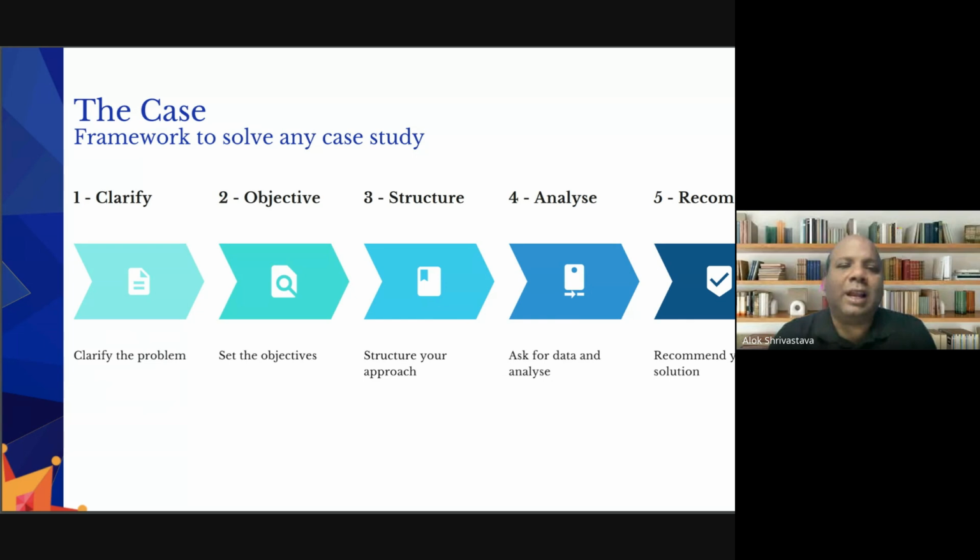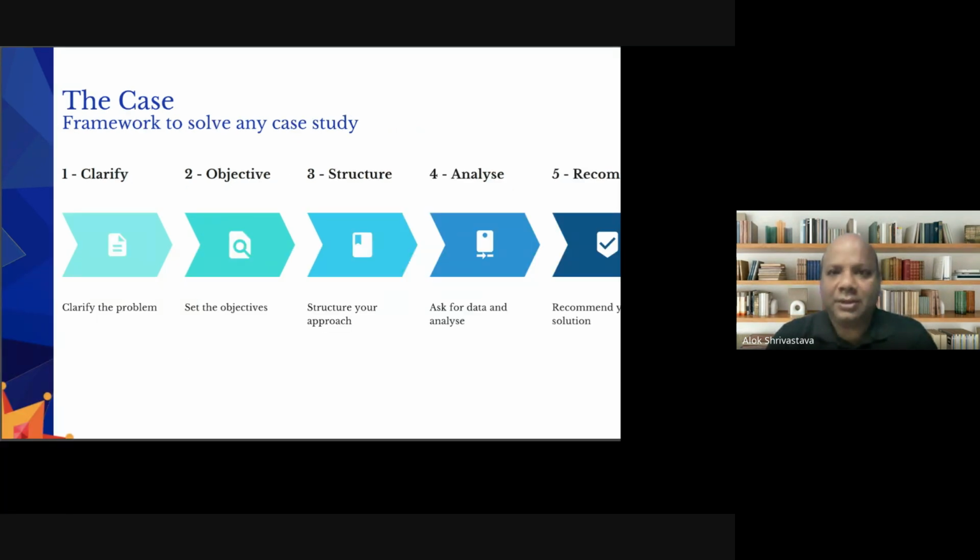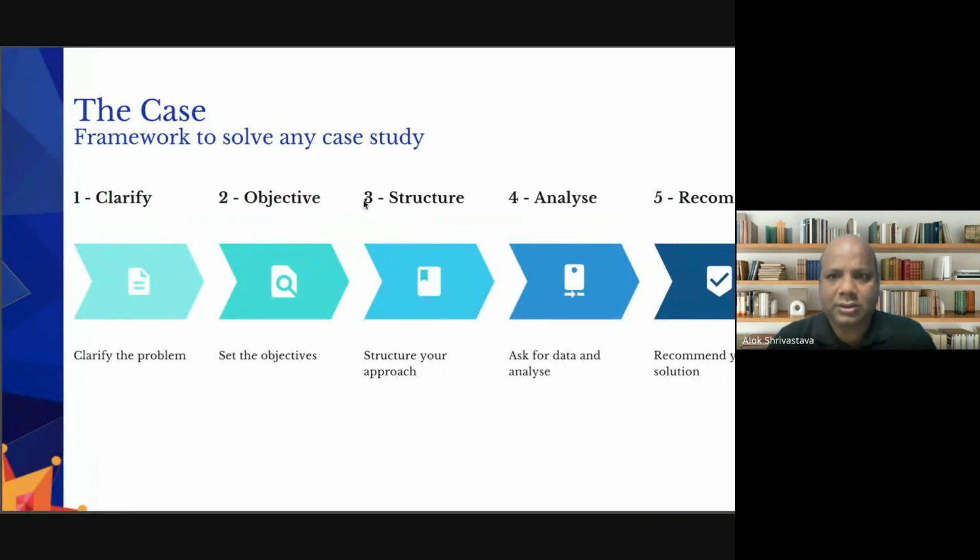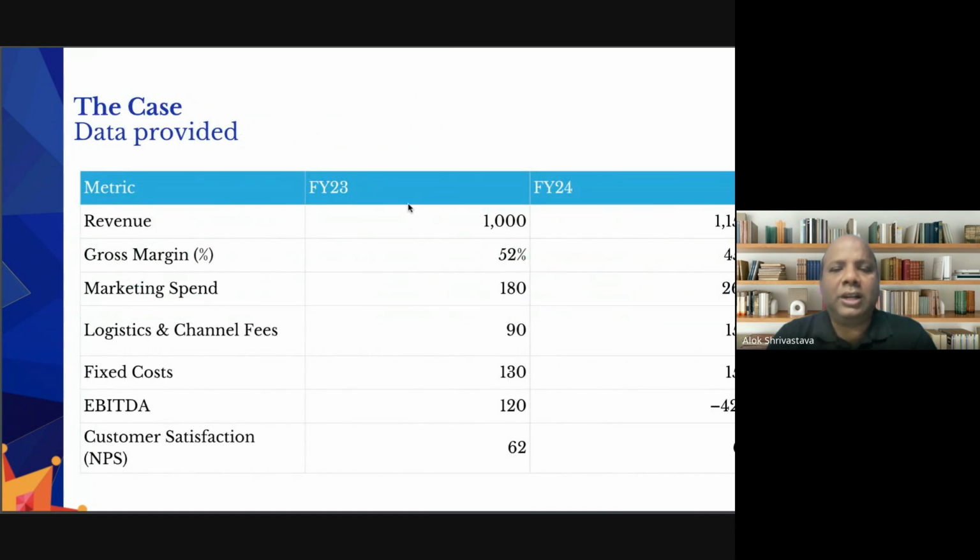Now let's go to the analysis part. Till here, the recruiter is looking at whether you can structure your problem or not, from clarification, objective, and structure. Now the recruiter wants to see whether you can analyze some facts and data or not. And for that, he will give you some data. So let's say this is the data.